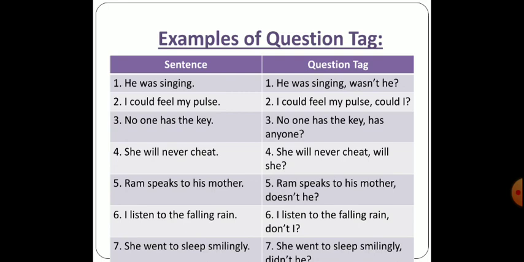Seventh one is, "She went to sleep smilingly." The question tag would be, "She went to sleep smilingly, didn't she?" Now you would be thinking, why have we used "didn't" over here? Because it is in past form. You can see over here, "went" is written in the sentence. So when the sentence is in the past, automatically we'll be using "did". In the sixth sentence, if you see, it is in the present tense, so we have used "don't" over there.